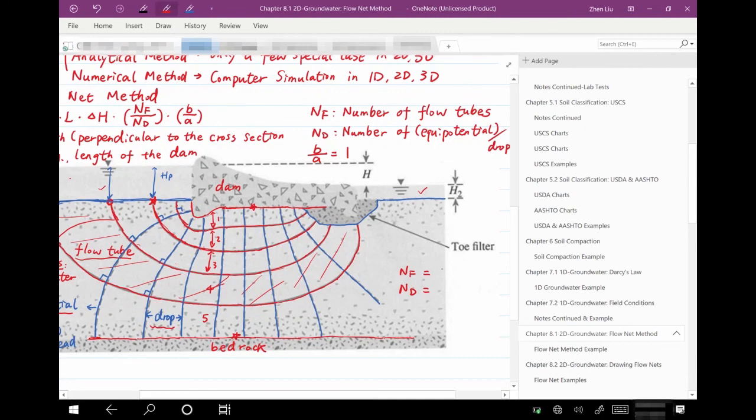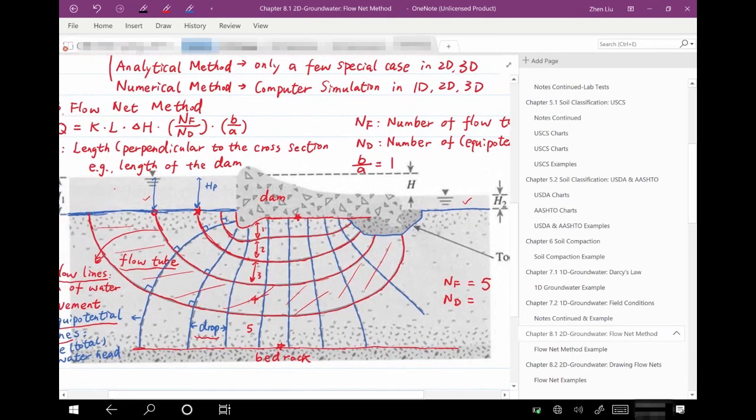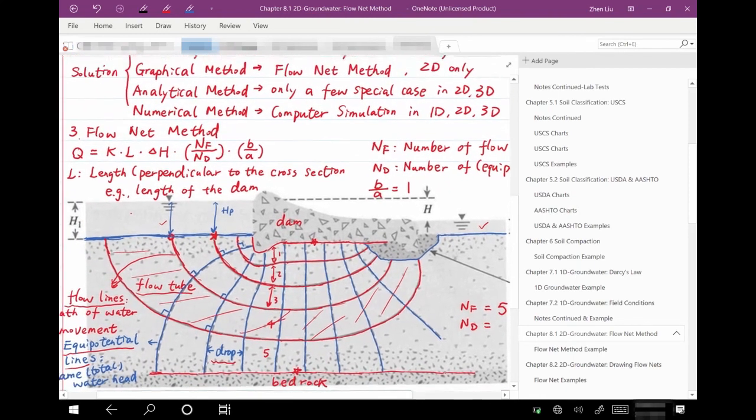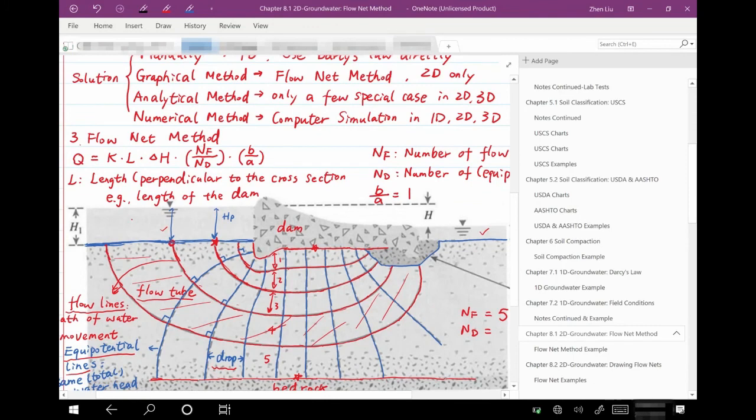So we have 5 flow tubes. And how many drops do we have? Let's count from the left-hand side, following the direction of water movement. From the first blue line to the second one, we've got the first, second, third, fourth, fifth, sixth, seventh, eighth, ninth, right? 9 of them. Let me use a blue color to represent the number.